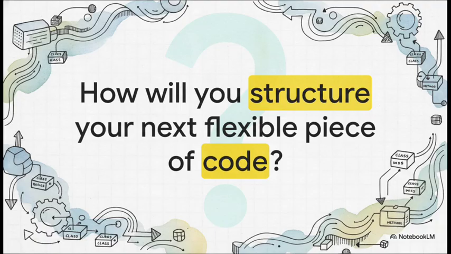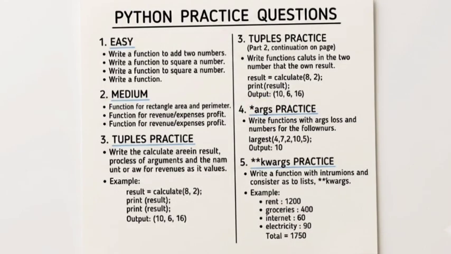The logical next step in your programming journey is taking these standalone functions and moving them into object-oriented programming. That's where these exact same flexible functions become methods living inside classes. So armed with this brand new knowledge of return values, unpacking, and infinite keyword arguments, how will you structure your next flexible piece of code?